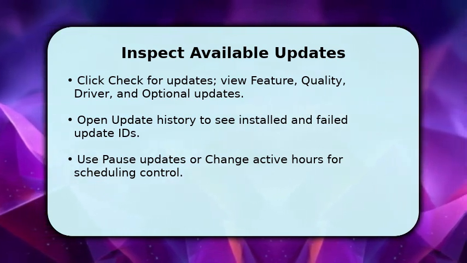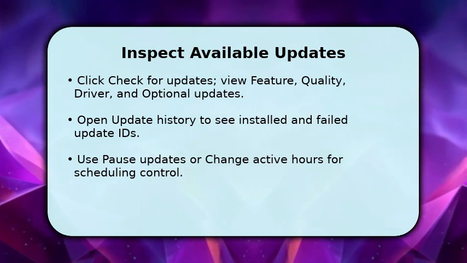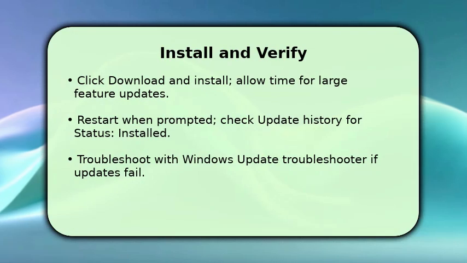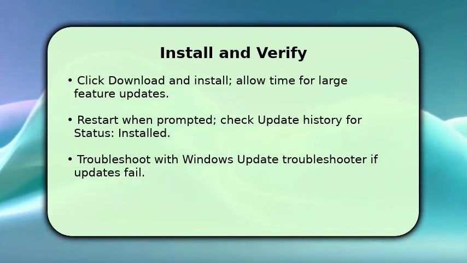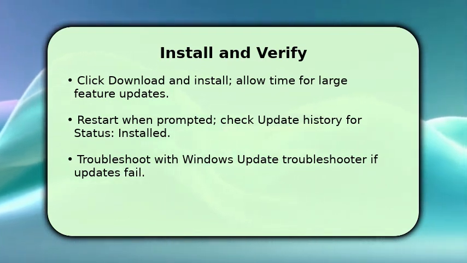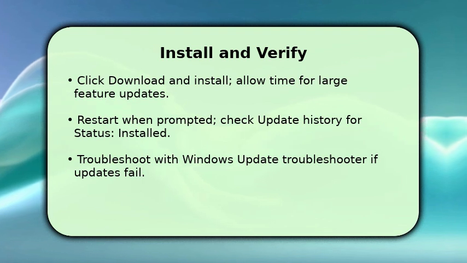To finish, click Download and Install for chosen updates and allow the process to run. Feature updates can take longer and may require multiple restarts. Once a restart completes, return to Windows Update and confirm Update History shows status, installed for each KB.